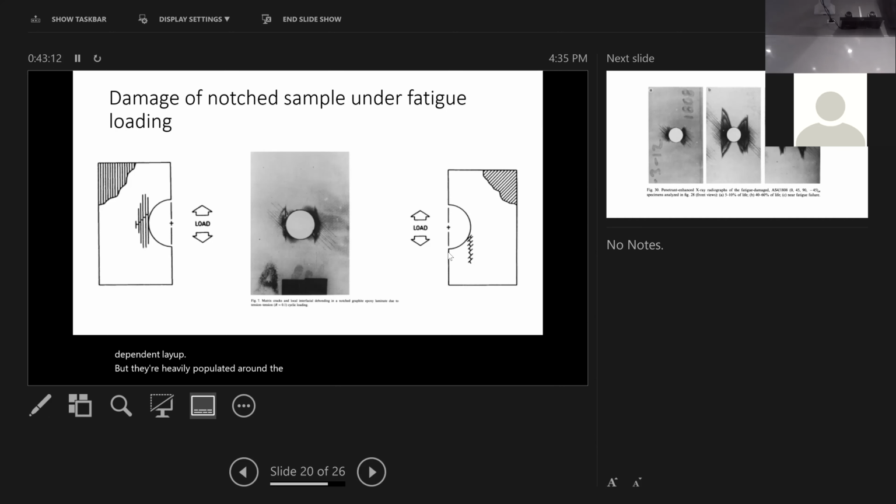Okay. This picture, to the left and right, shows the different patterns when you have different layups. This one has a 0 degree layup, and this one has no 0 degree, all 45 layups.